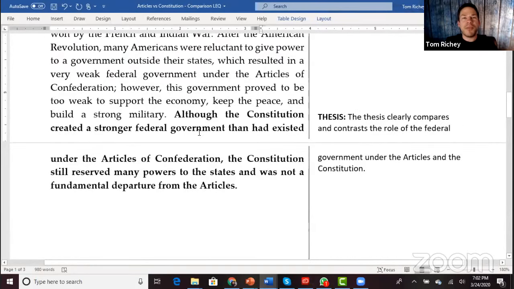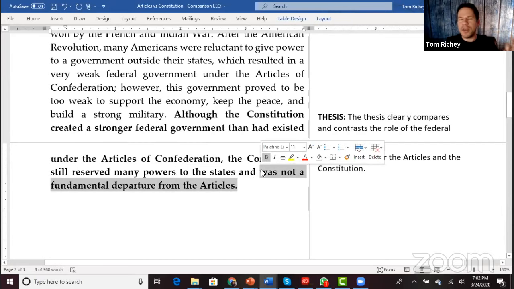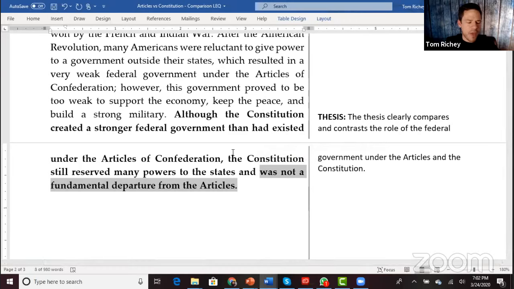So what I've done with my thesis is I've said here, although the Constitution created a stronger central government than had existed under the Articles of Confederation, the Constitution still reserved many powers to the states and was not a fundamental departure from the Articles. Okay, so what I'm noting here is, look, there are some differences, but the Constitution was not a fundamental departure. We want to get into the degree, so evaluate the extent. So what I'm saying here is, to some extent there is a difference, but it's not a fundamental departure because it has a lot in common.